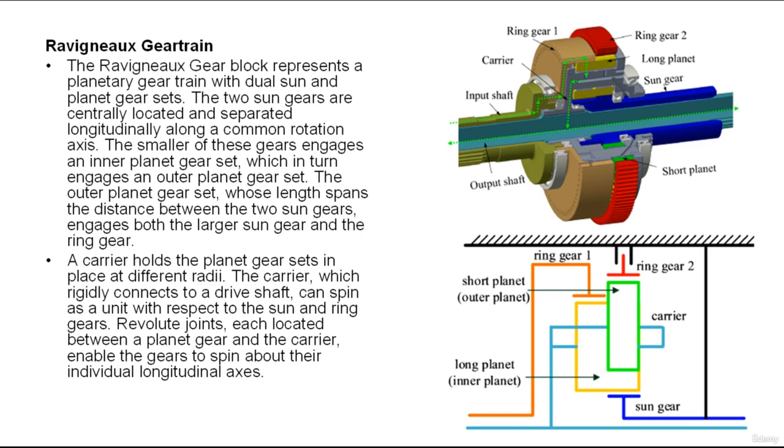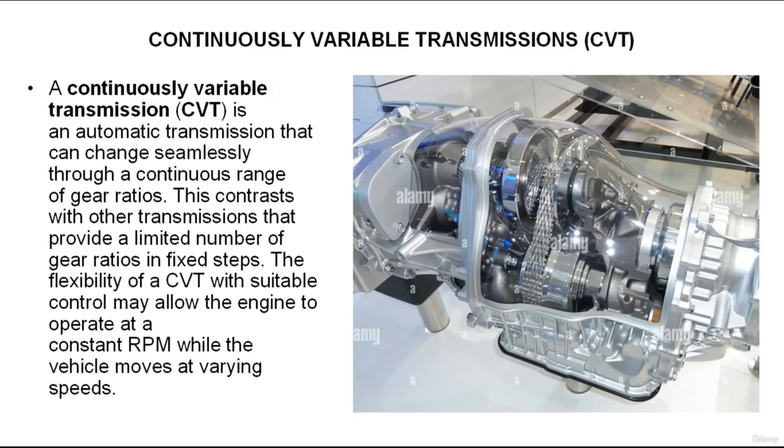The planetary pinion gears rotate on their own shafts that are fastened to a common planetary carrier. A single ring gear surrounds the complete assembly. And let's discuss another type of automatic transmission, which is the continuously variable transmission, or CVT.